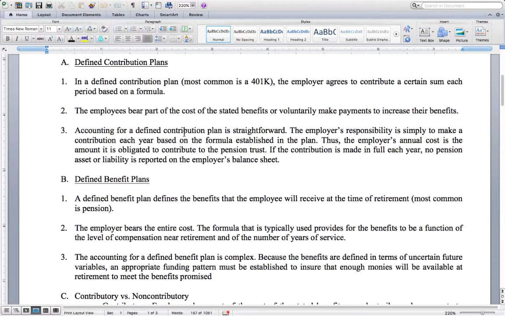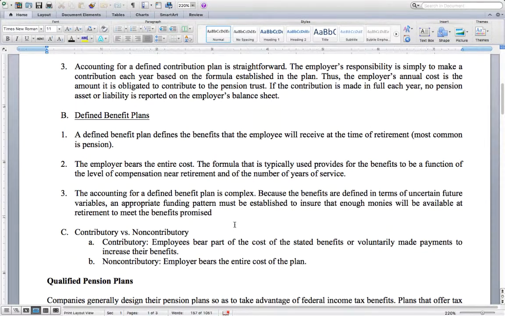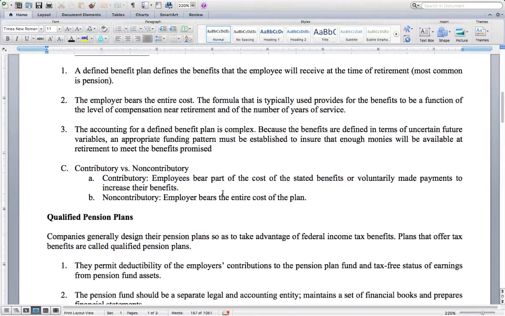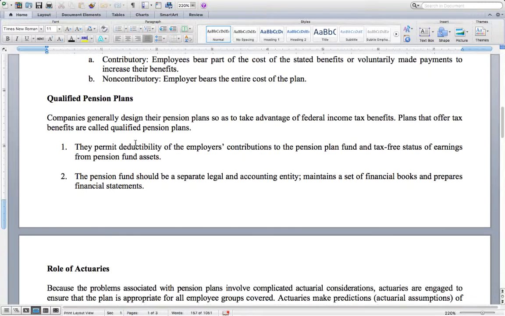Next, under C, you'll see this just highlights who bears the ultimate cost of the plan. I will note that the materials under items A, B, and C would make for good short answer or multiple choice questions on a quiz or exam. So I would make sure that you understand those topics.